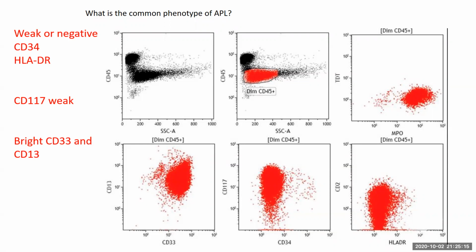We get flows concerning for this all the time. So this is something to really keep in mind when you're on the heme rotation, because review of a peripheral smear and then getting flow on it comes up often, and the clinicians want to know with some certainty whether or not you believe it's APL, so they can give ATRA.